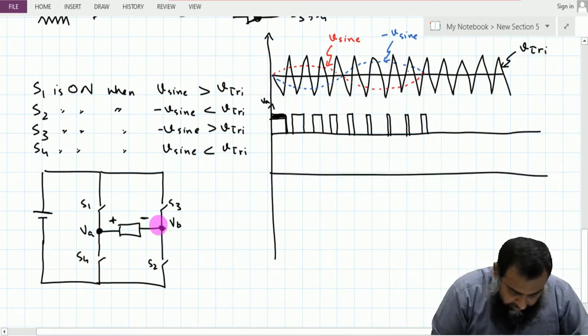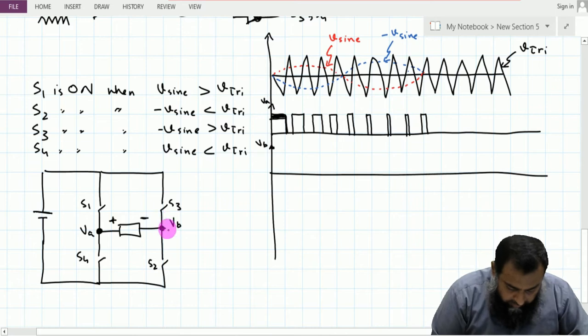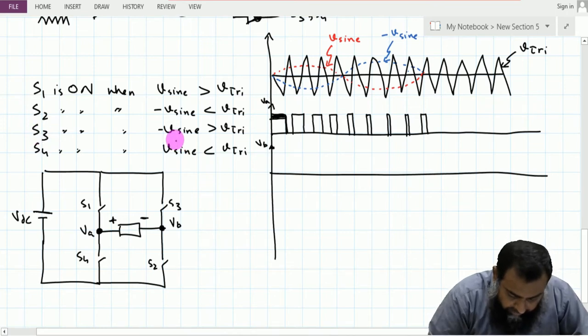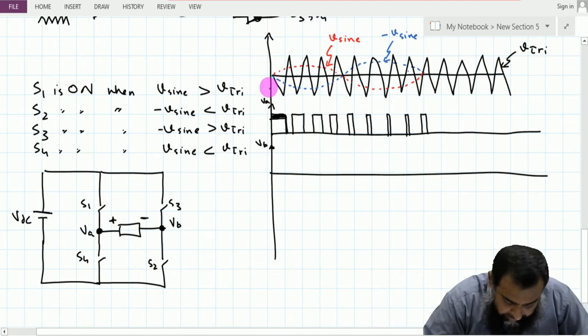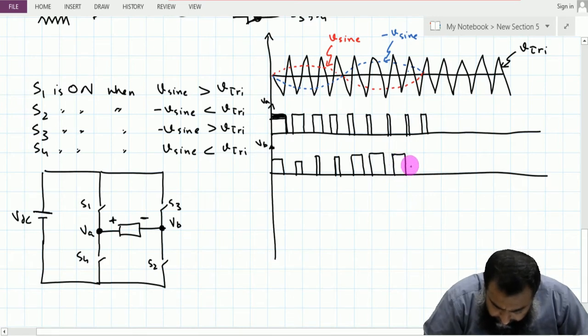About this VB, which is the voltage here, VB appears whenever we have this S3 on, then VB gets this VDC connected with the negative of this low terminal. So what is the condition for this S3? It depends on this minus V sine. So this is minus V sine. If it is greater than this V triangular, just like here, we have VB here, then we have VB here. Here we have this VB. Here we have this VB available here as well. And we have this type of a VB collected.